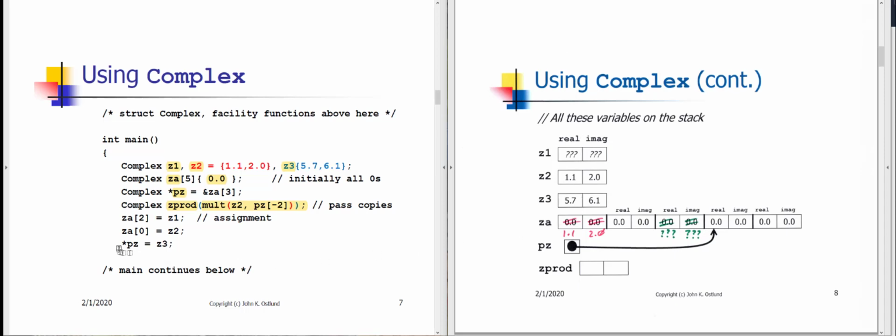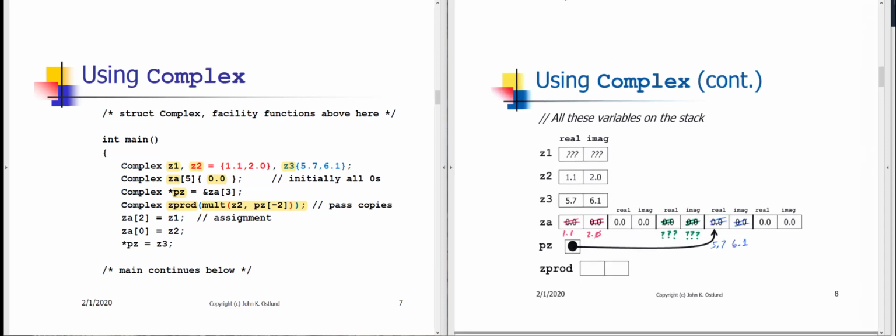And then finally, when I say star PZ gets Z3, well, PZ is pointing at this complex object, equivalent to ZA sub 3. And so star PZ gets Z3 is going to copy the 5.7 into the real part and the 6.1 into the imag part, so that we now have this situation. All right, so that's where we are at the bottom of the code on slide 7.